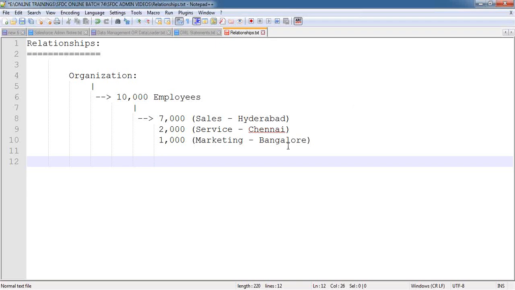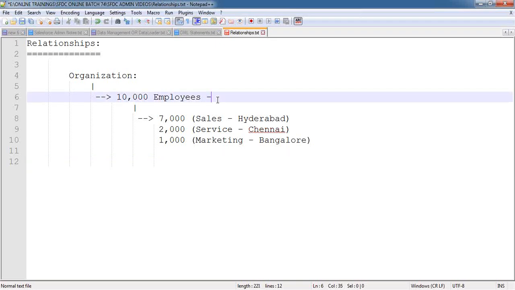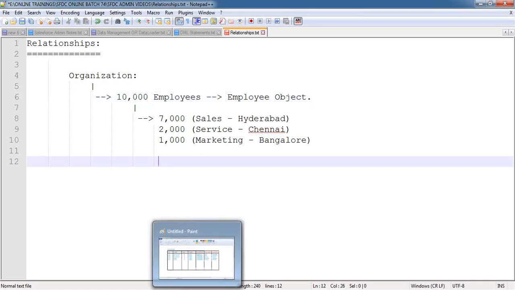Now, in order to store all my employees' information, I would like to have an employee table. That means I would like to have one employee object. In this employee object, I would like to store all these 10,000 employee details along with their departments and everything. Now, for example, this is my employee object where I'm storing the whole details of my employees inside a single table, and we'll see what kind of problems will arise.